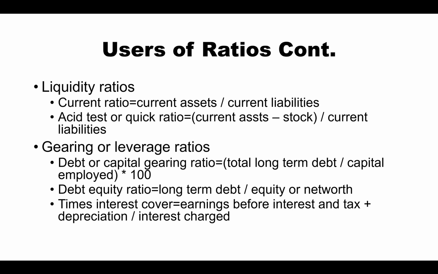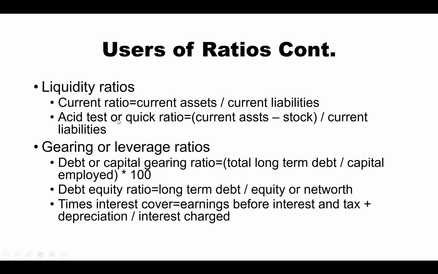So we are going to look at the liquidity ratios. We start with the current ratio, which is computed by dividing the current assets by the current liabilities. When the current ratio is more than 1, it means that the company has more current assets than current liabilities. So you should understand that.